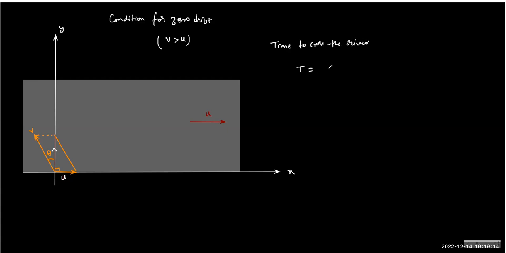So time to cross the river is how much? D upon? Tell me. V cos theta. Now theta is not known to us. We can calculate the theta. How?